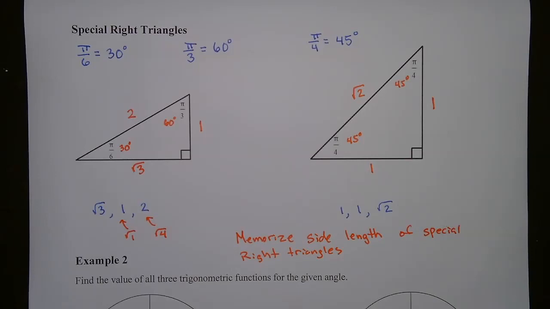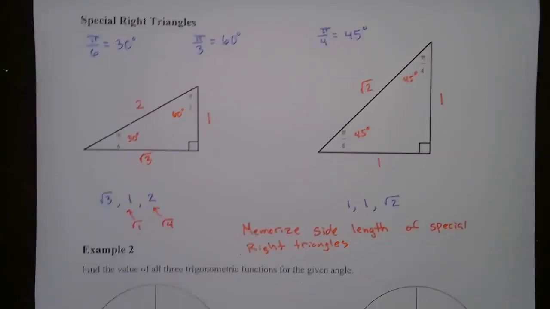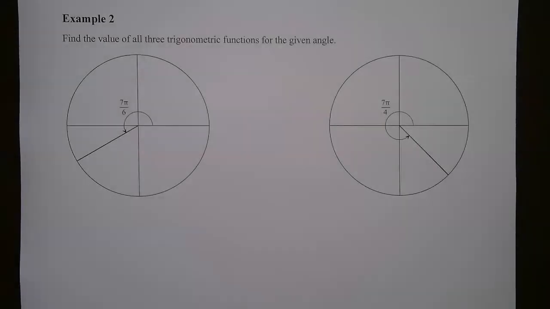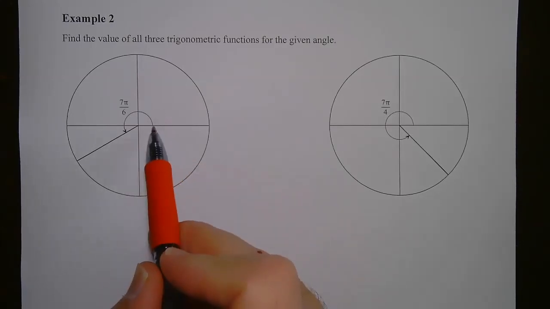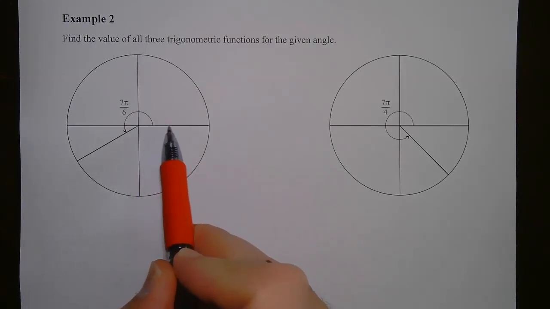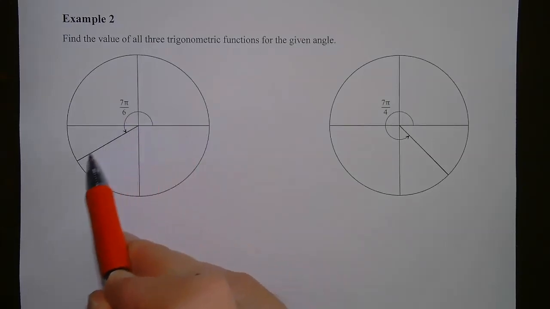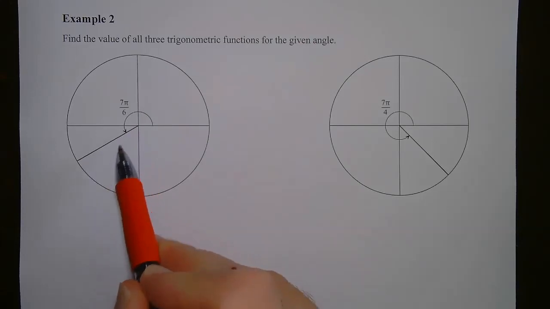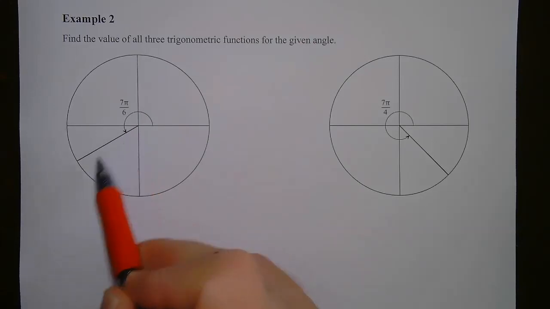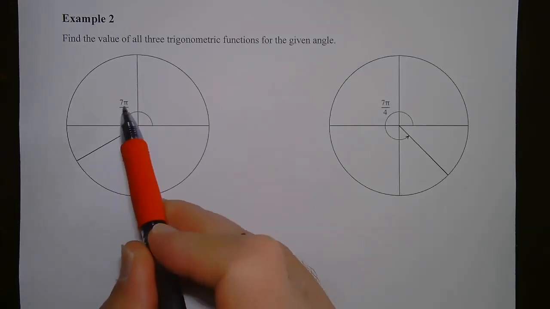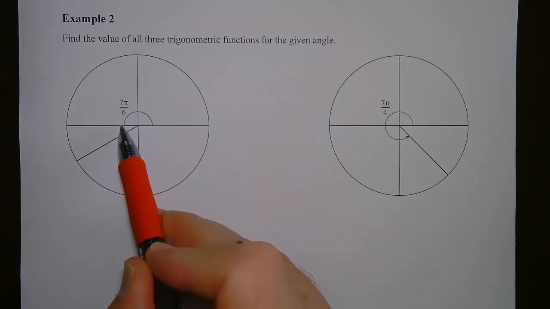Okay, now we're ready for example 2. For example 2, what we want to be able to do is find the value of all three trig functions for the given angle. So this angle that we've rotated, the initial side right here is on the positive x-axis. That's where we start, and we rotate, and this terminal side winds up being in this bottom left quadrant, which is the third quadrant. And the angle is 7 pi over 6.